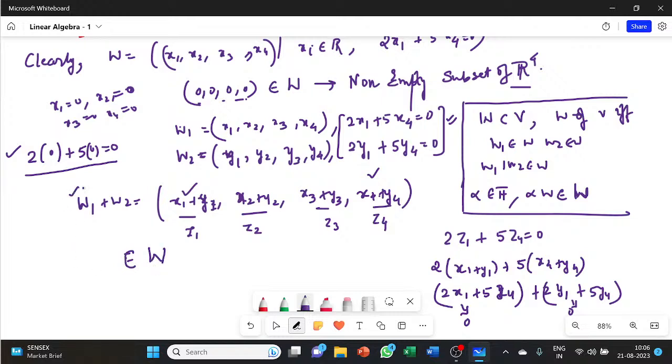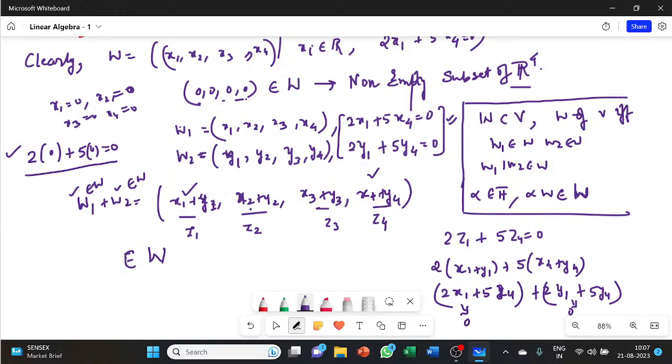So if W1 belongs to W, what is the condition? It implies that x1, x2, x3, x4, which is W1, must be in such a way that 2x1 plus 5x4 should be 0. If W2 belongs to W, it implies y1, y2, y3, y4 must be in such a way that 2y1 plus 5y4 must be 0. If I add them up, it is equal to x1 plus y1, x2 plus y2, x3 plus y3, x4 plus y4.